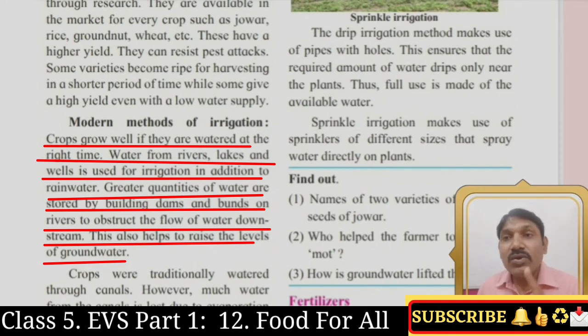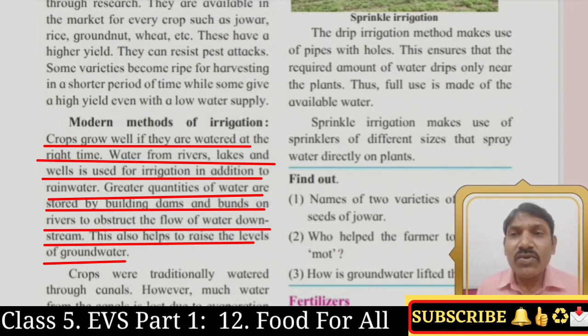So crops grow if we give proper water to them at the right time also. It is very important. We give water from rivers, lakes and wells. Giving water to the farms is known as irrigation. So there are different ways of irrigation. We water the farm with the help of rivers, lakes and wells.